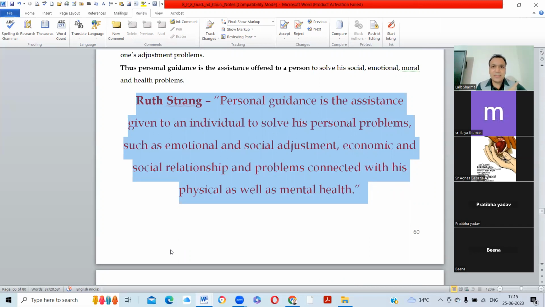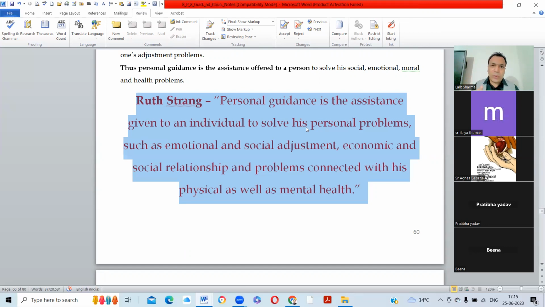Now personal has come, right? Such as emotional and social adjustment, economic and social relationship, and problems connected with his physical as well as mental health. You got the point, na? Sometimes a student is not doing well, so it doesn't mean he is weak. So basically guys, some psychological and personal problems are hindering and becoming an obstacle in the way of the student, so you have to remove these also.